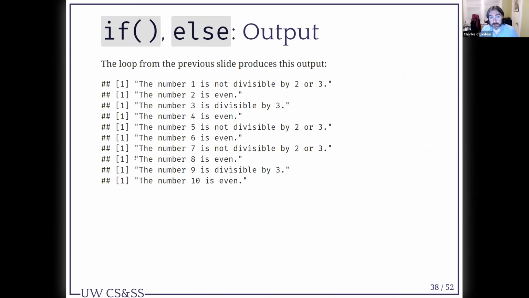Running this loop generates this. The number 1 is not divisible by 2 or 3, but 2 is even, 3 is divisible by 3, 4 is even, 5 is not divisible by 2 or 3, 6 is even, so on and so forth. I have made R speak to me. Okay? So this is flow control.